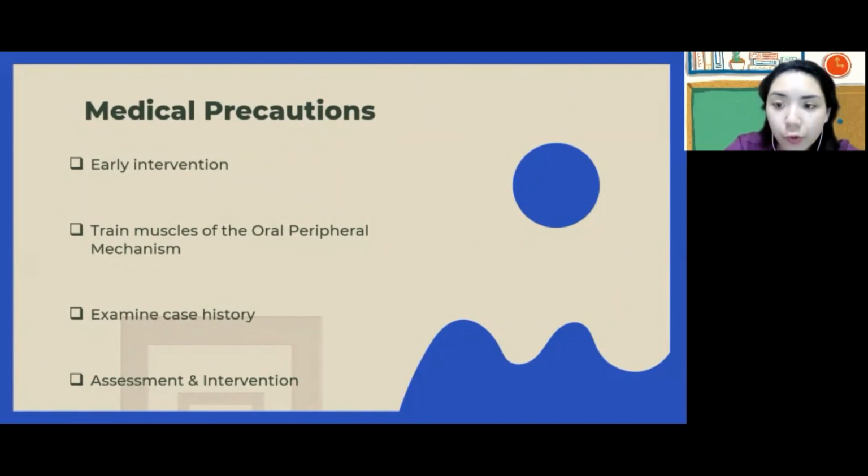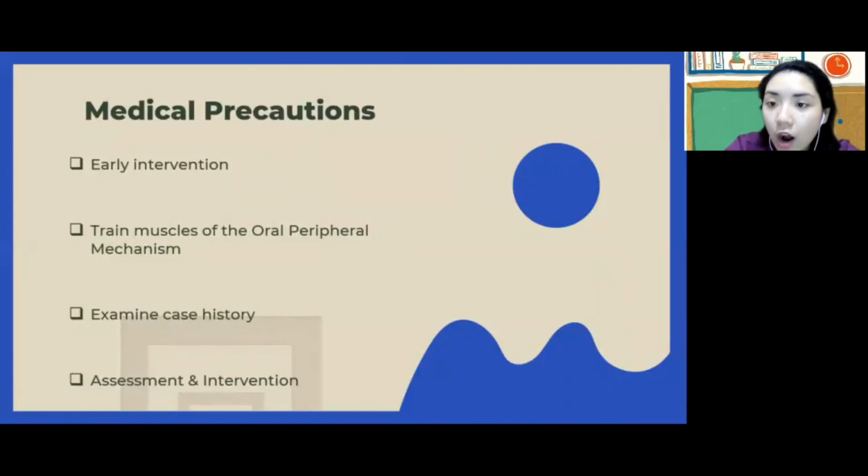Next also is, of course, to examine the case history of the patient. You always ask for the medical history or ask the parents and the guardians about the child's overall physical and cognitive functioning. This also includes examining the oral cavity, doing articulation assessments and other SLP assessments, so that we could come up with the best intervention plan for our patients.